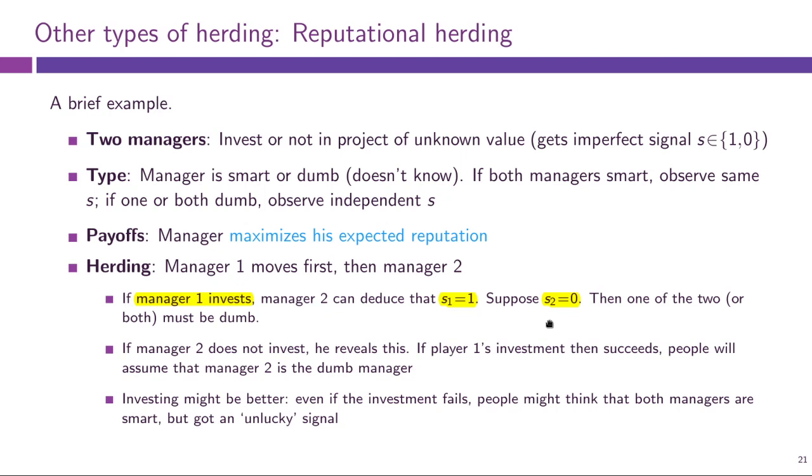And so both managers would be equally likely to be dumb. But the idea is that it would still hurt Manager 2's reputation as well, even if he is actually smart and he got the right signal and Manager 1 got the wrong signal. Right, so Manager 2 would have an incentive to herd with Manager 1, just to indicate that both of them are smart, both of them are competent, both of them are doing the right thing. Just to save reputation.